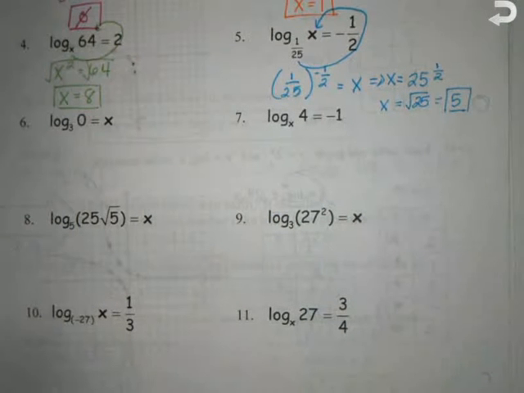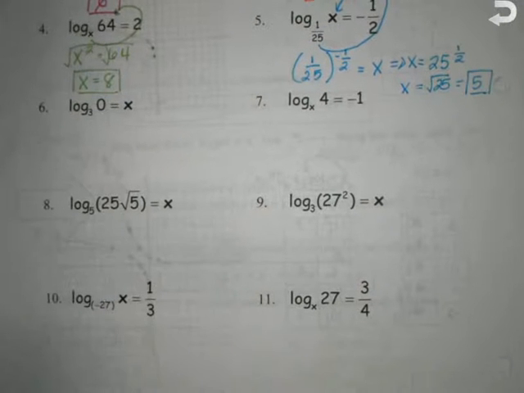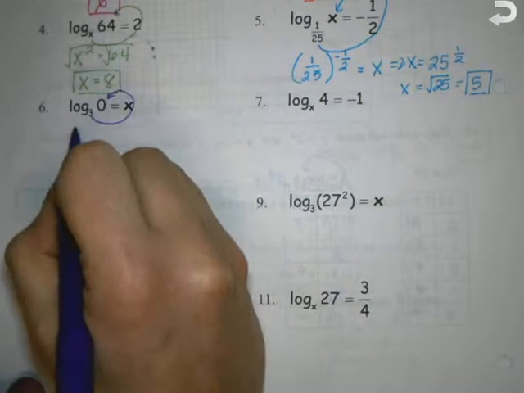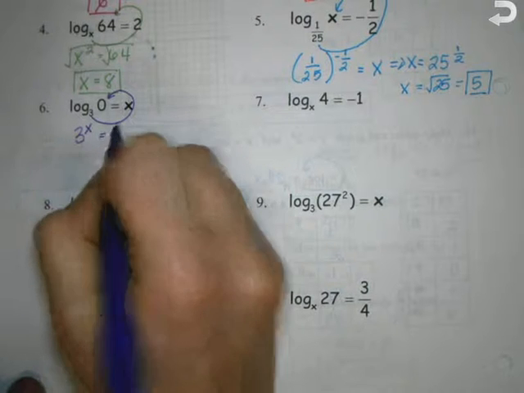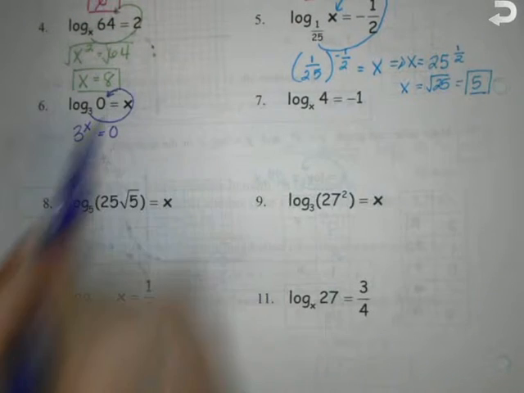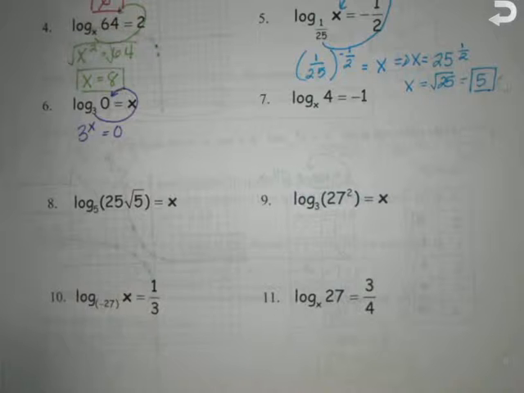Okay, so number 6. This is 3 to the x equals 0. Can you think of any exponent that will ever give you 0? Nope. 3 to the 1 is going to give me 3. 3 to the 0 is going to give me 1. 3 to the negative 1 gives me 1/3. I'll get really, really close to 0, but will I ever touch 0? No, so we have no solution here.